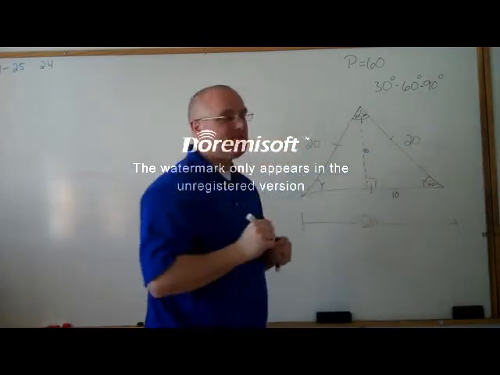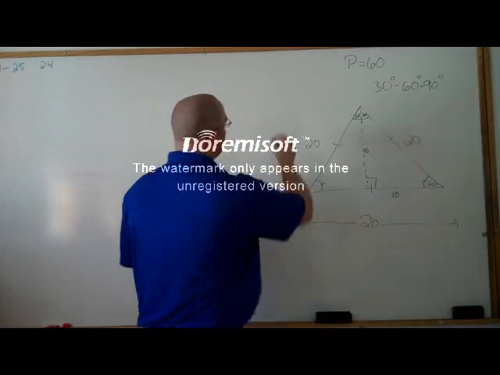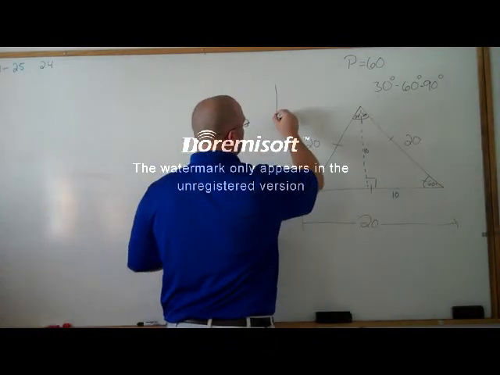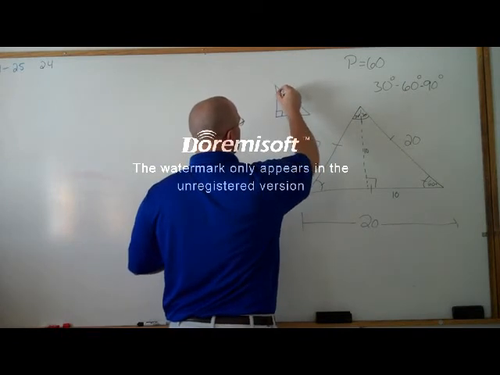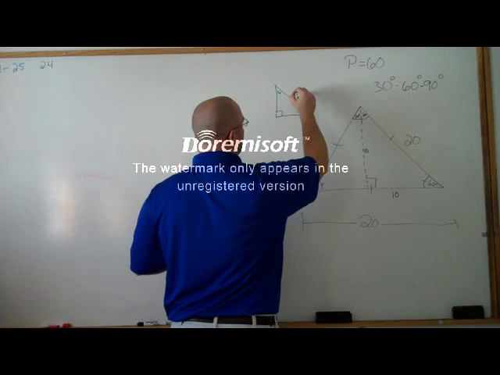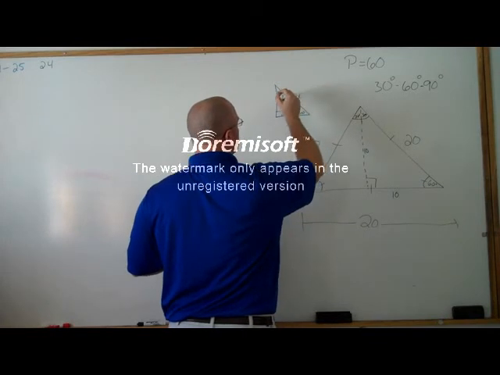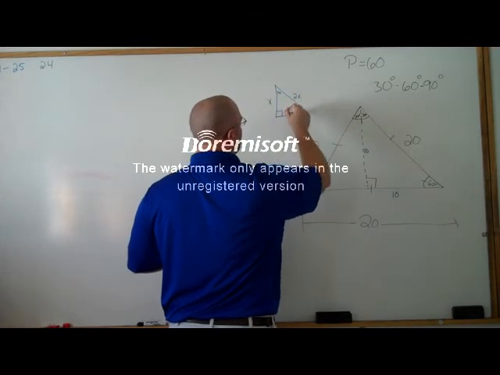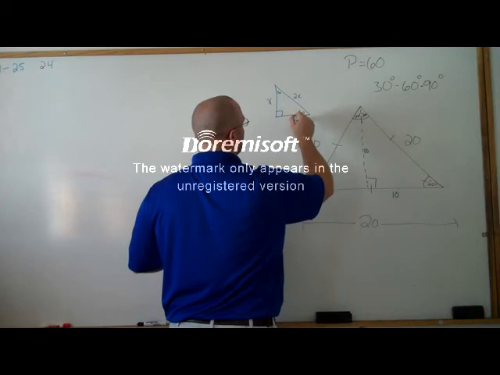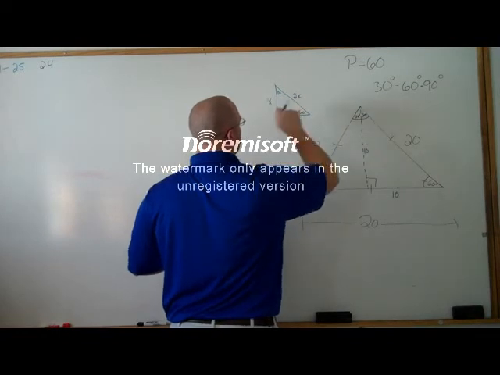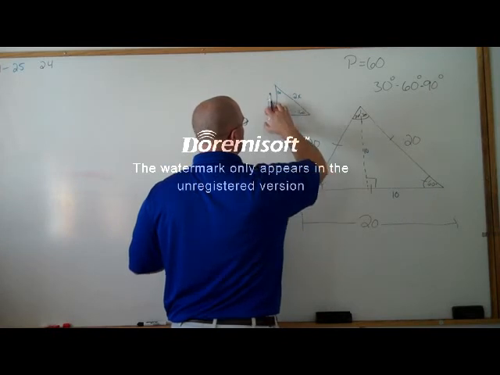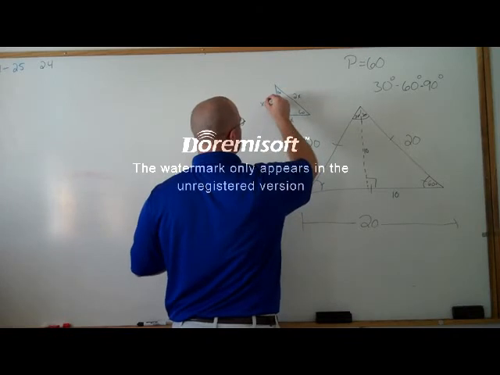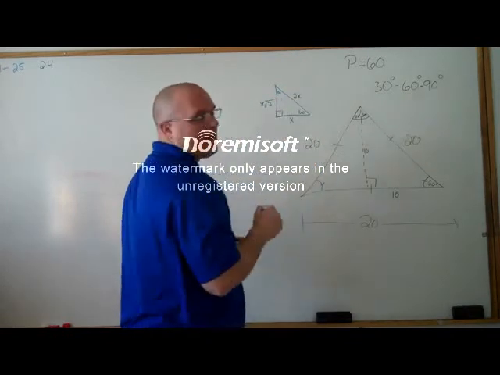If we follow our formulas, right? I'll draw this right here. This is a 30-60-90. Across from the right angle is always 2x. The smaller side is x. And the medium side is always x times the square root of 3.